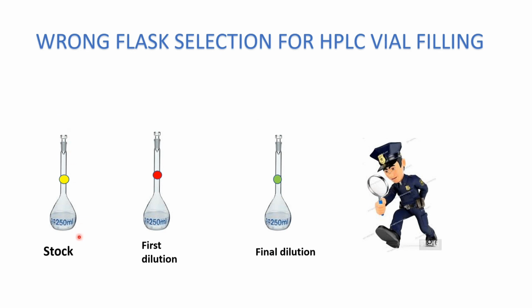So you can procure these markers. For the stock you can use yellow, for the first dilution you can use red, and for the final dilution always use green. So when you have completed all the dilutions, like your 8 batches or 6 batches, and then you are transferring to the HPLC vial for the final analysis of any technique, you understand, oh, this is the green, this is our final dilution flask. In this way you can avoid wrong flask selection for HPLC vial filling. For any other instrument analysis, not only HPLC, it may be UV or other analysis also, you can avoid this error.